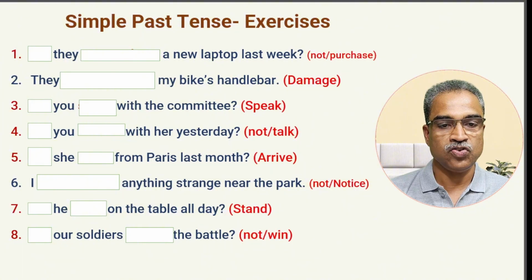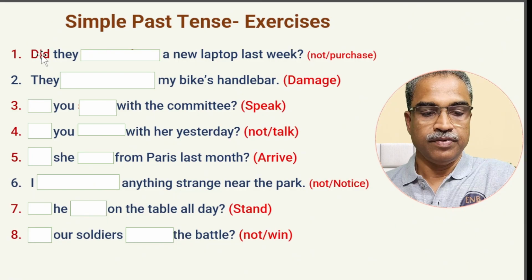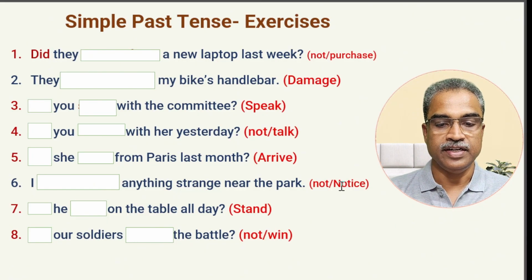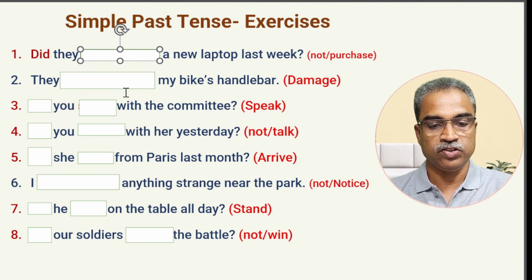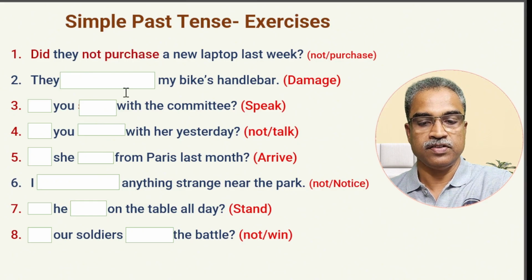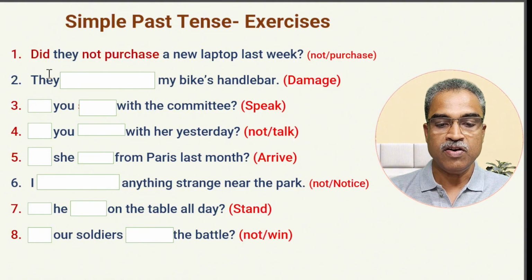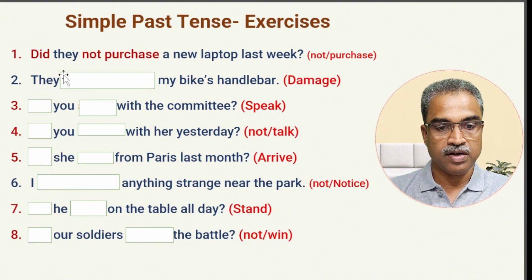So in the past tense, which auxiliary verb do we use? Let us see. Yes, here we are. So it should be did. Did they? What should be here? Is it going to be purchase itself or purchased? What do you think? Yes, it is purchase, because not is there in the beginning. So, did they not purchase a new laptop last week? And if you contract this one, did plus not, we should be saying, didn't they purchase a new laptop last week? See how it goes.